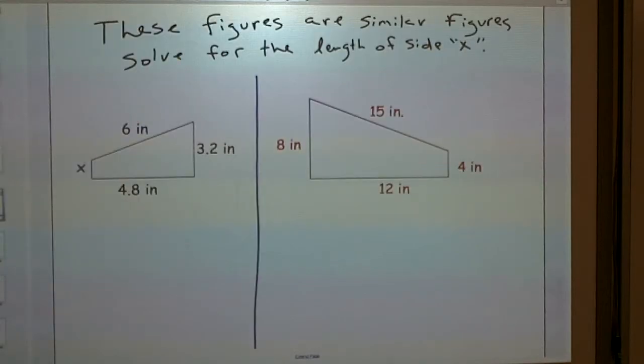Let's take a look at a second problem here. Use these similar figures to solve for the side length of x. Okay. Now we know that x is the smallest side. Over here we've got the smallest side of 4 inches. So those two are your corresponding sides.